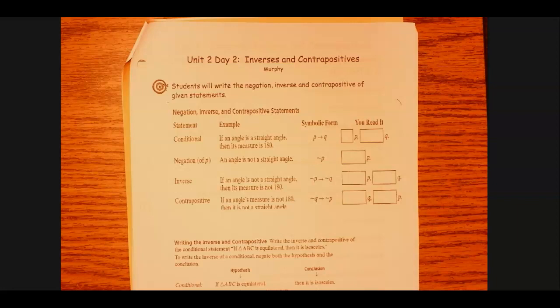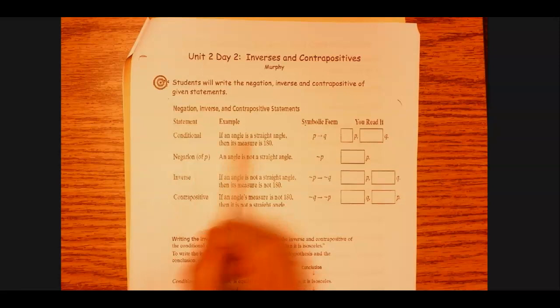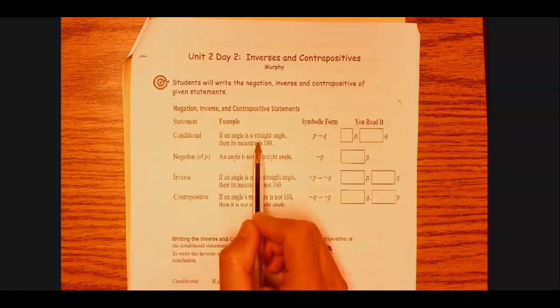So in your packet, you want to flip to day 2. Yesterday we started with conditionals. Today what we're really doing is just manipulating those statements. In other words, we're going to be flipping hypothesis and conclusion, and we're also going to be doing something called negating them. So yesterday we talked about a conditional is simply a statement that's written in if-then form.